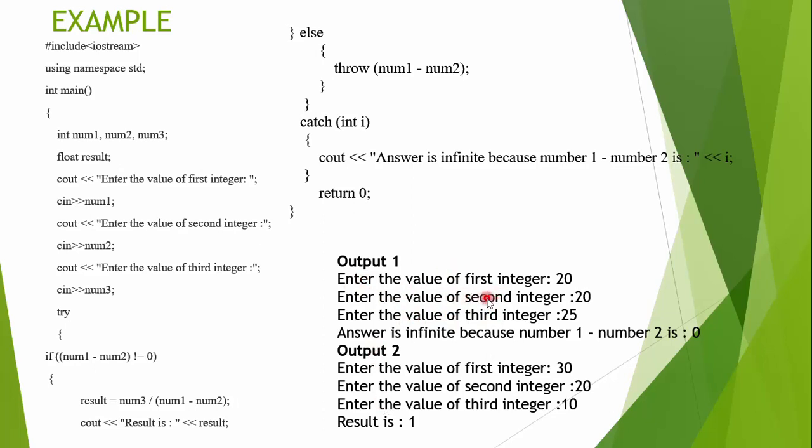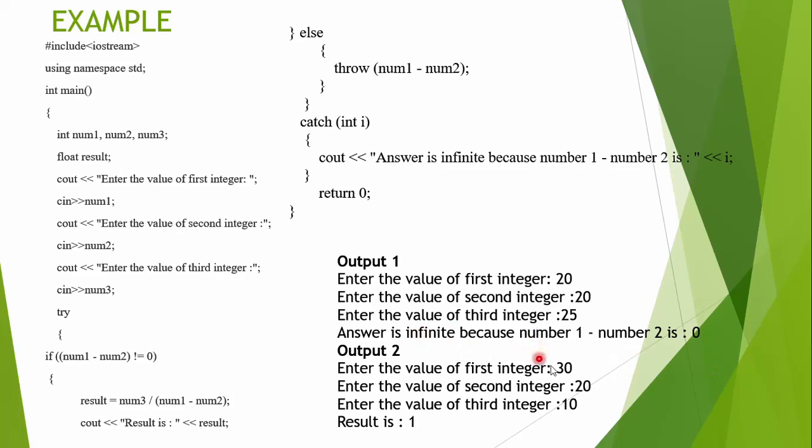First we are going to enter the values 20, 20, 25. In case num1 minus num2, what is num1 here? 20. What is num2 here? 20. 20 minus 20 is 0. So this if condition fails. It goes to the else part, throw of 0. Throw of 0, it will print the message: the answer is infinite because num1 minus num2 is 0. This will be printed.